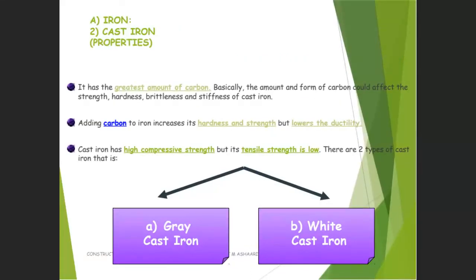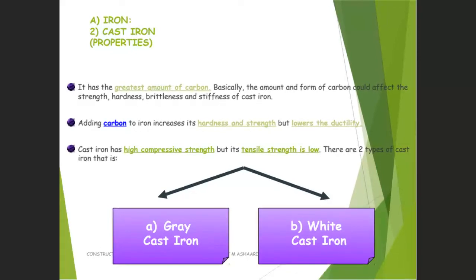We move to the second one. We have the cast iron. It has the greatest amount of carbon compared with wrought iron. Basically, the amount and form of carbon can affect the strength, hardness, brittleness, and stiffness of the cast iron. As compared to the first one, the percentage for wrought iron is only 0.1%, but this one has more than wrought iron. That is in terms of general comparison.